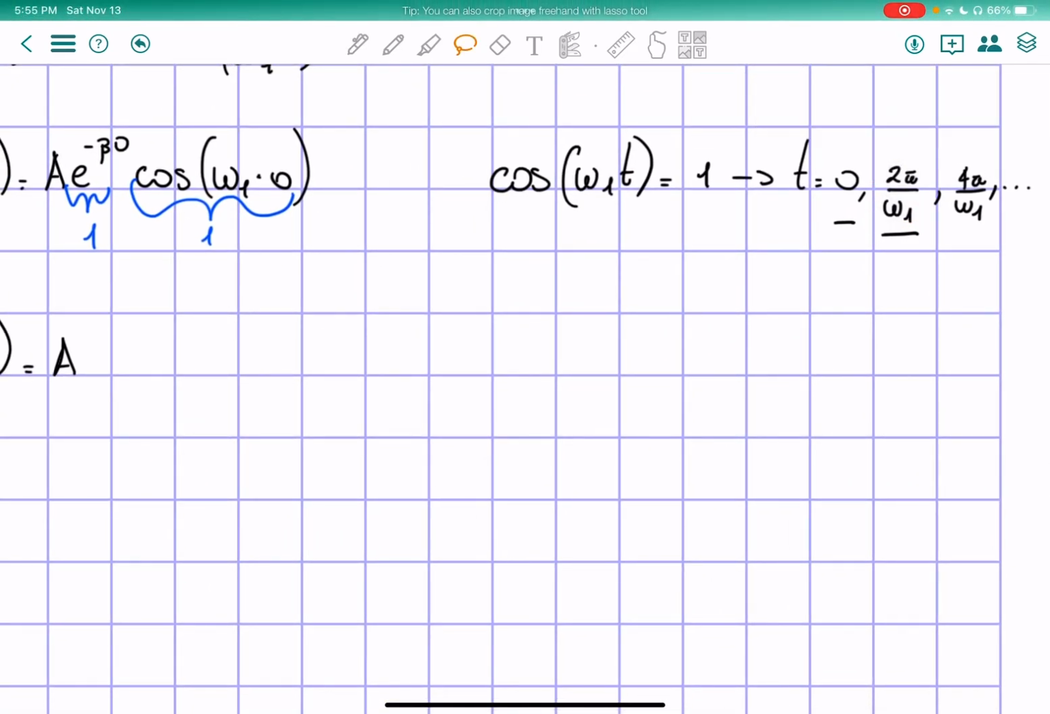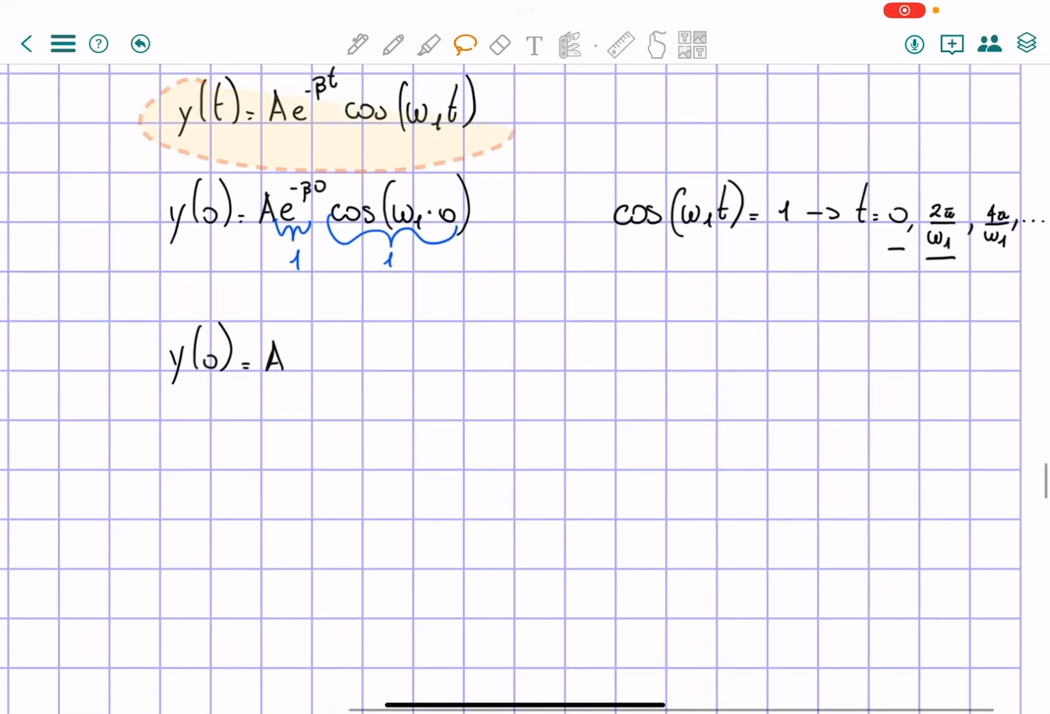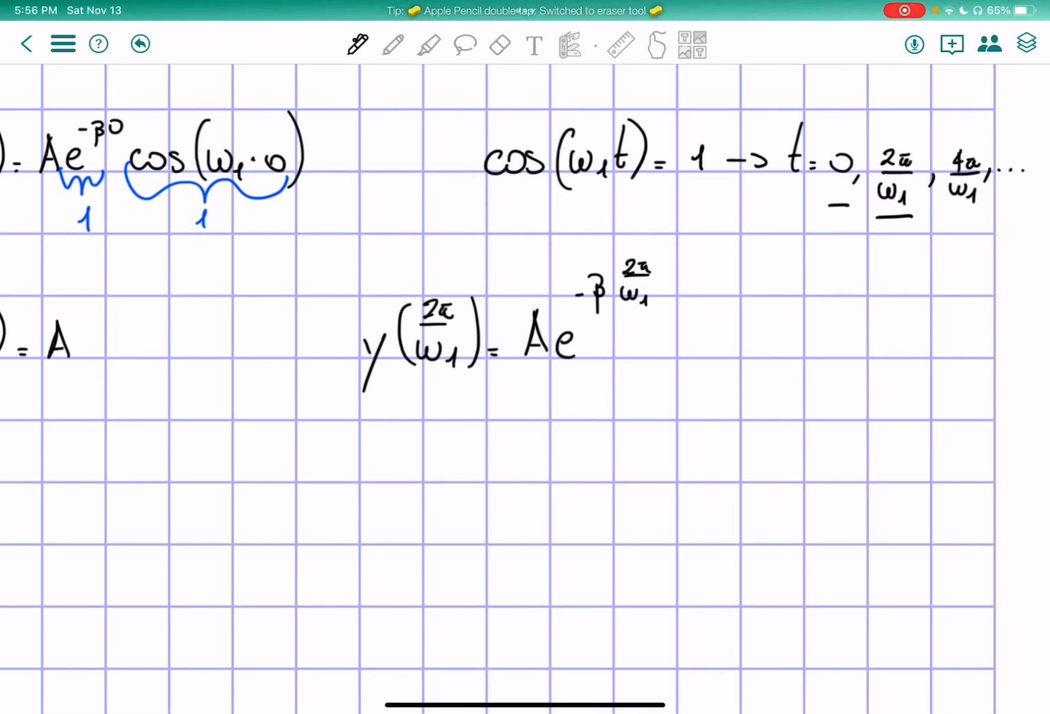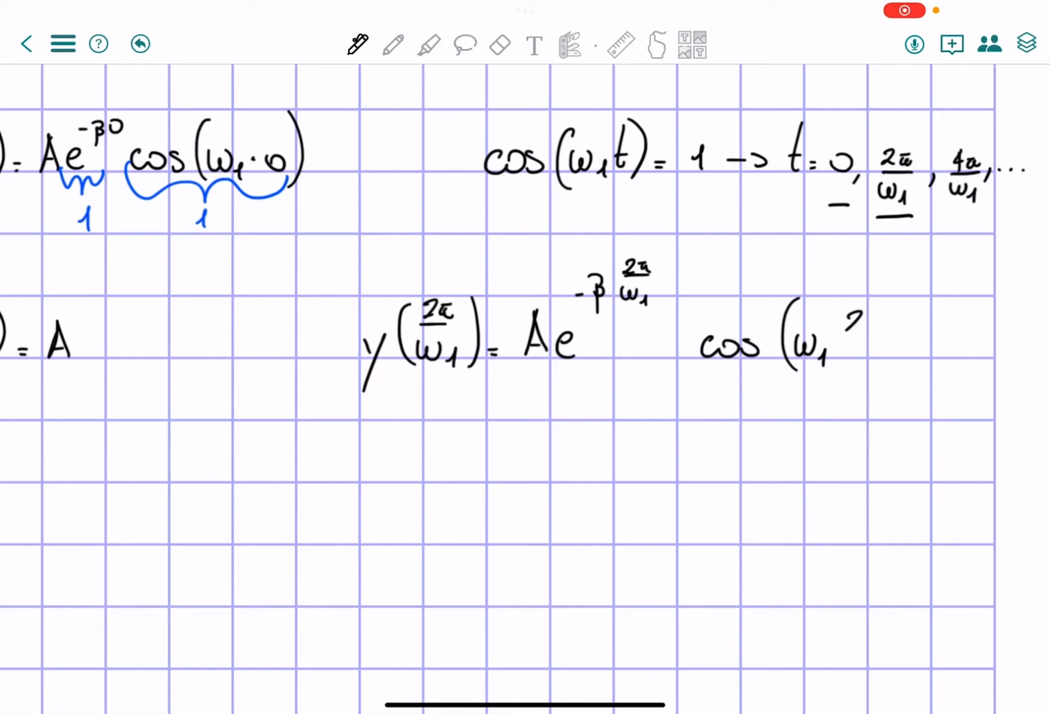omega 1. So let me take this formula again. Actually, no, let me write it as y at 2 pi over omega 1 is equal to A e to the power of negative beta times 2 pi over omega 1, times cosine of this value here that I'm going to write again, but I'm pretty sure you already realize what it's going to be, 2 pi over omega 1.